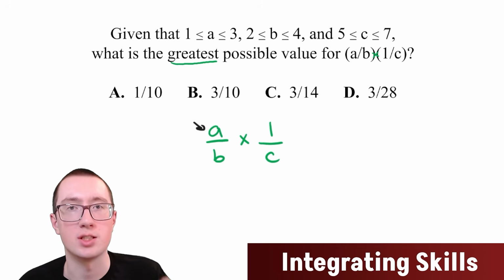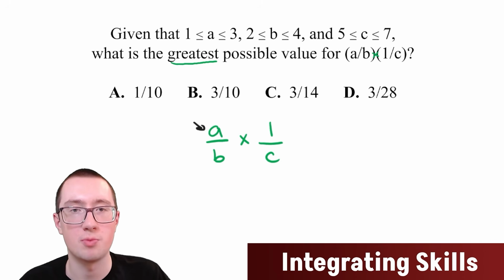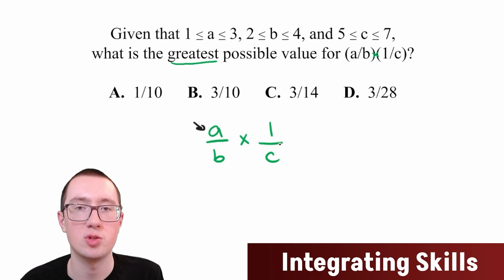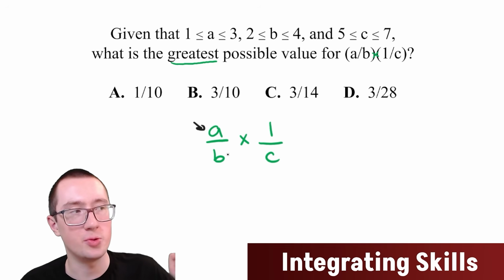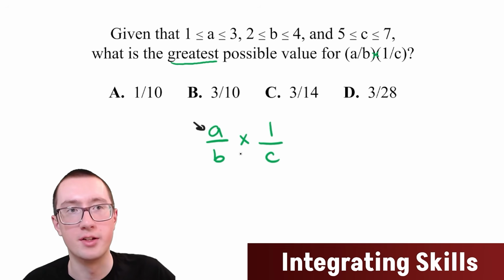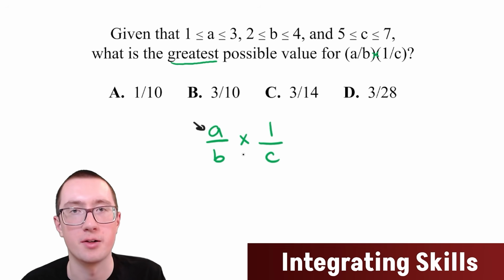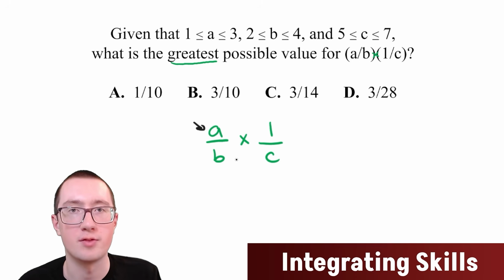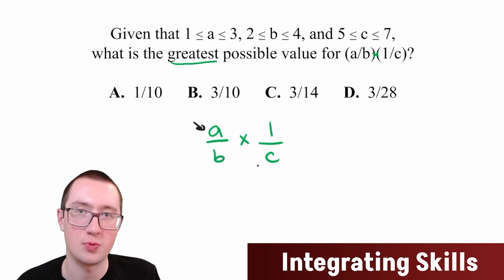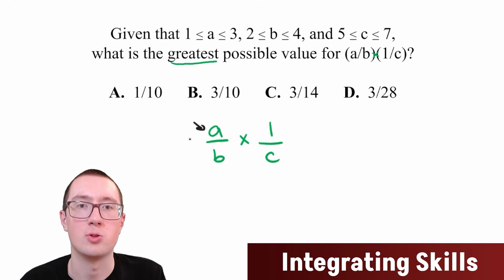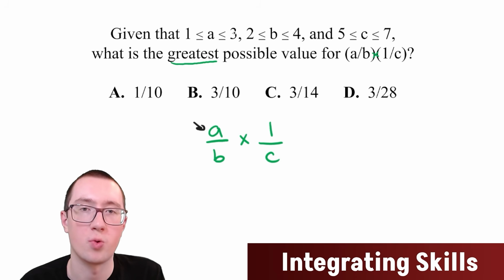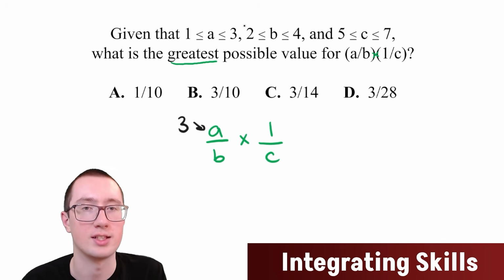Should the letter A be as big as possible or as small as possible to get the greatest possible value for this fraction? Well, when you increase the top of a fraction, it makes the whole fraction bigger, right? Like 3 over 5 is better than 2 over 5. 3 slices of pizza is better than 2 slices. So we want A to be as big as possible. So we're going to put the number 3 for A. That's the biggest it can be.